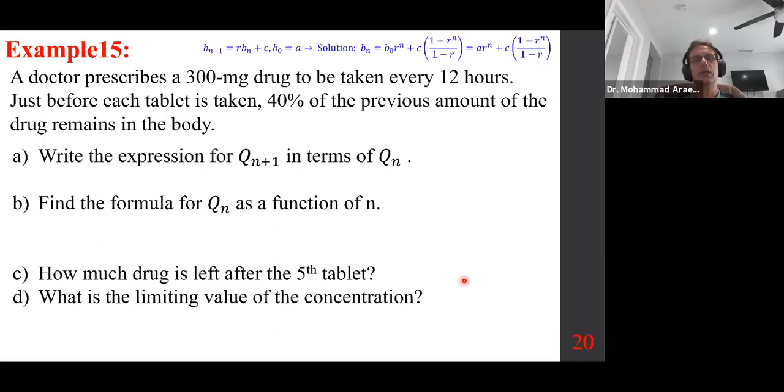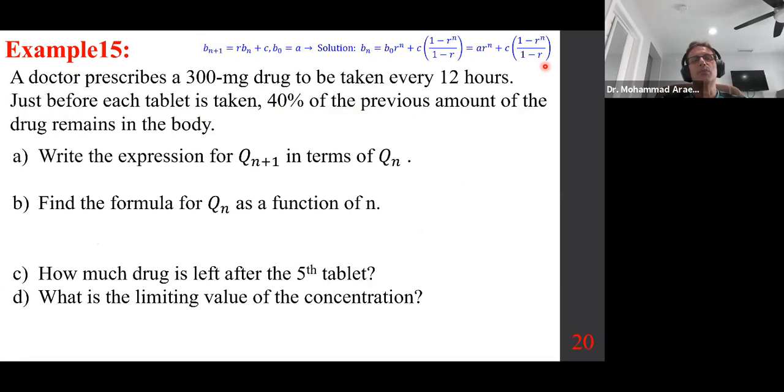Going back to the beginning of the course discussing limits, a doctor prescribes a 300 milligram drug to be taken every 12 hours. Just before each tablet is taken, 40% of the previous amount of the drug remains in the body. So we are following the formulas that were discussed in the beginning of the course.